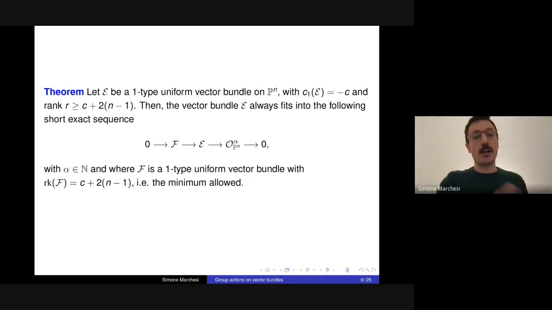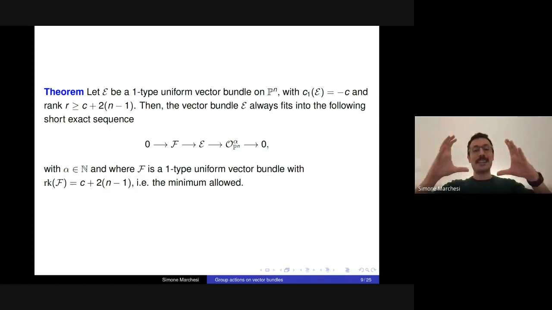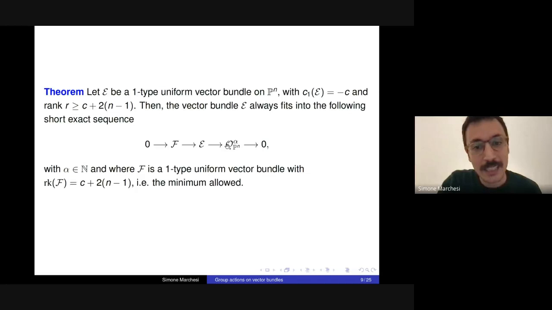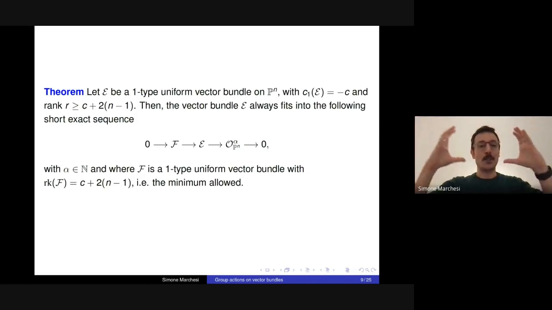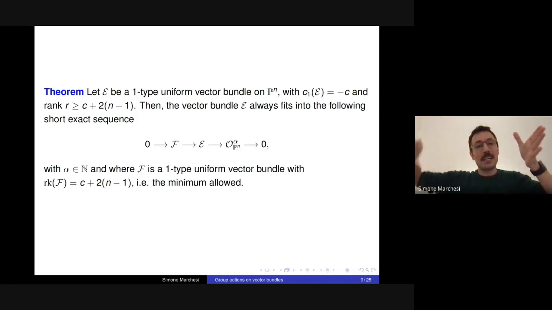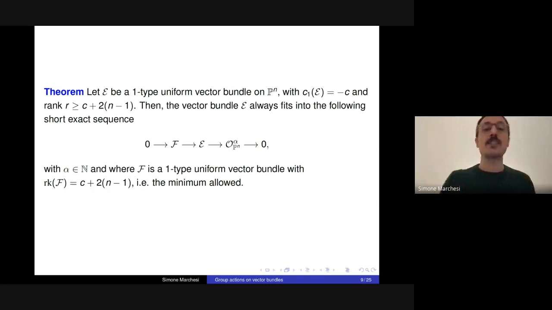Just to give a hint, as we see, we have these matrices of linear forms, and doing an extension by copies of the trivial bundle means adding columns. Basically each matrix comes from a matrix of a minimal one-type uniform bundle, adding columns in a particular way to maintain the one-type uniformity. And this is always possible. That's the meaning of this result. So basically all the one-type uniform bundles are collected by paths, we could say, of deleting and adding columns in the defining matrix.